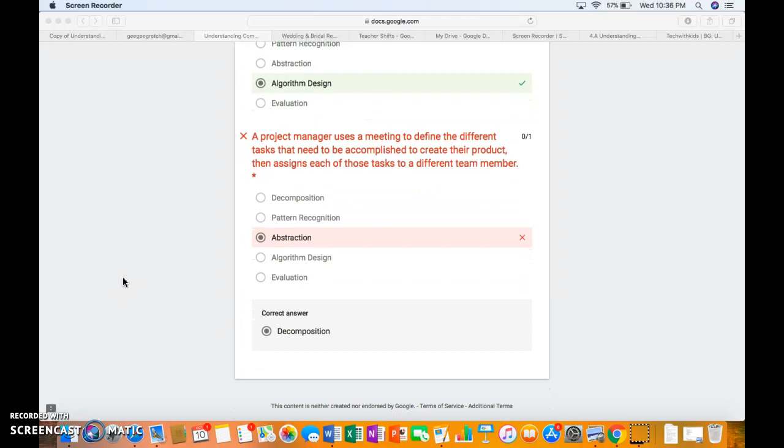The last one, it seems that I am missing all the abstraction ones, but it says a project manager uses a meeting to define the different tasks that need to be accomplished to create their product, then assigns each of those tasks to a different team member. So this is decomposition, where there's a big task, from this example, and you break it up into smaller tasks so that it's easier to fulfill the big task. Here the manager breaks up the tasks and gives them to different people instead of having them just discuss or everybody try one thing. It's breaking it up so that they can try different things and get the best outcome.